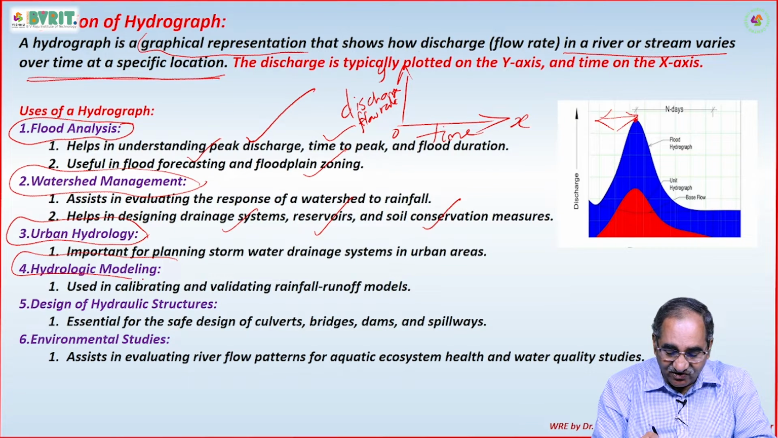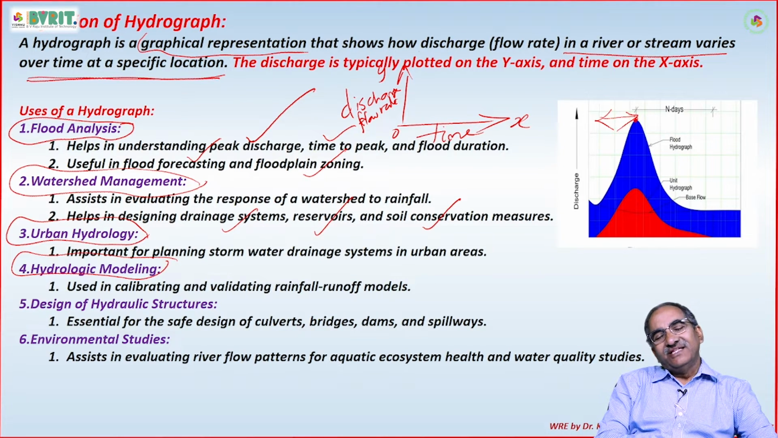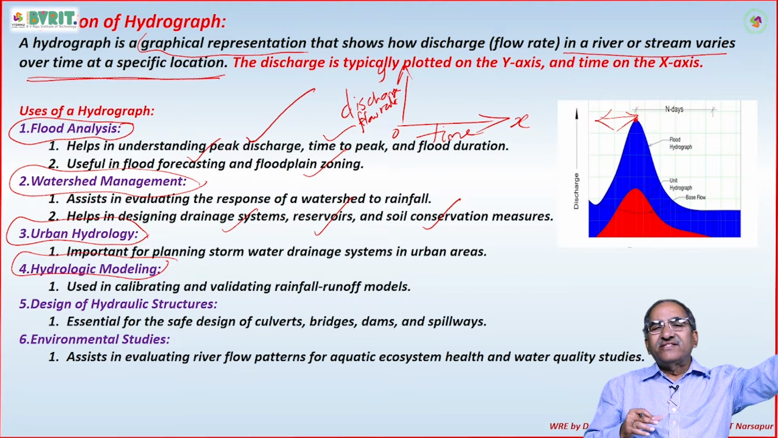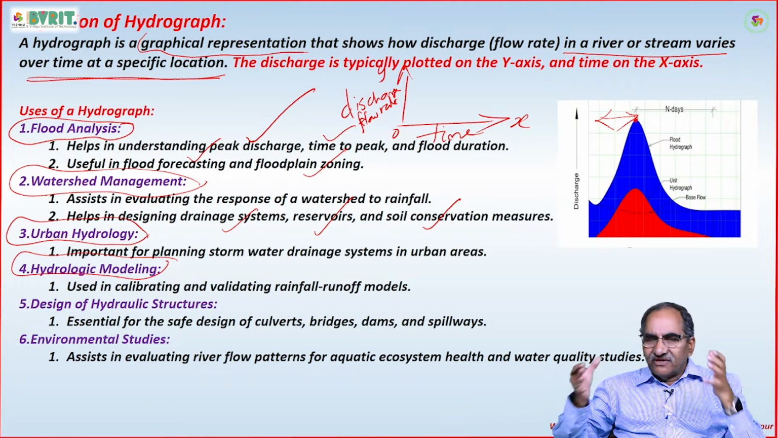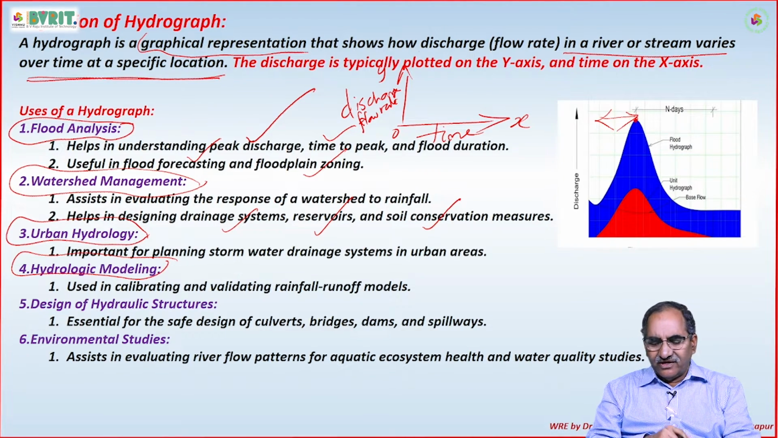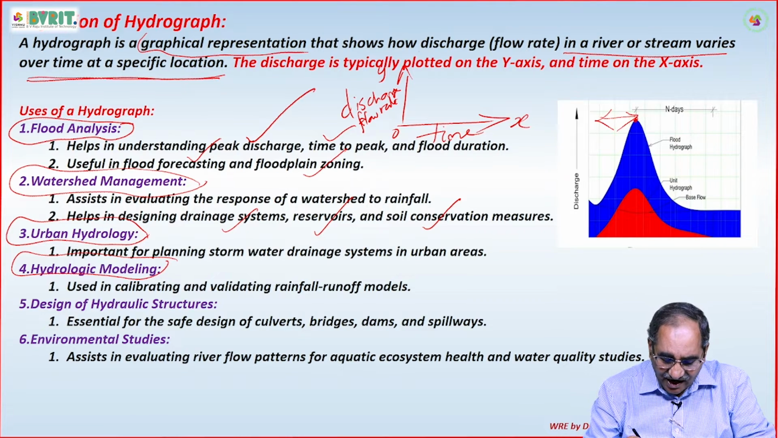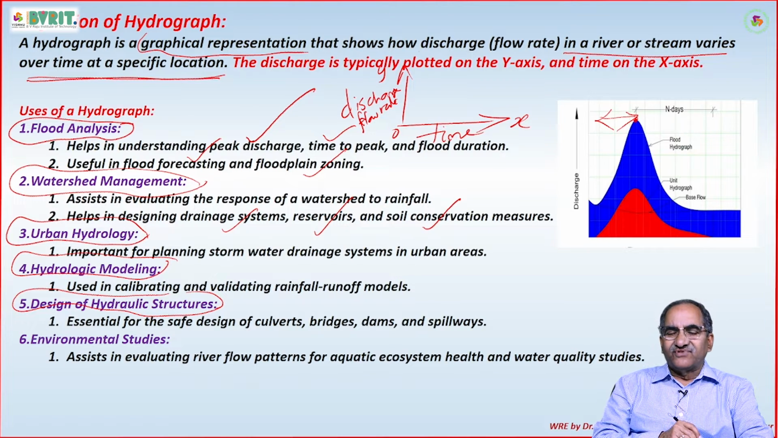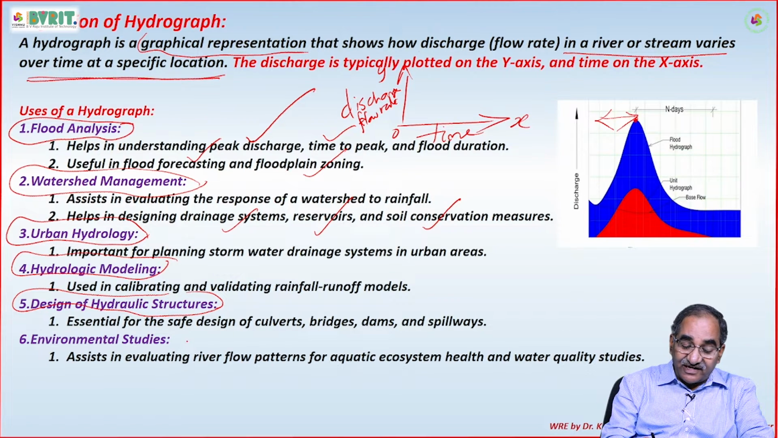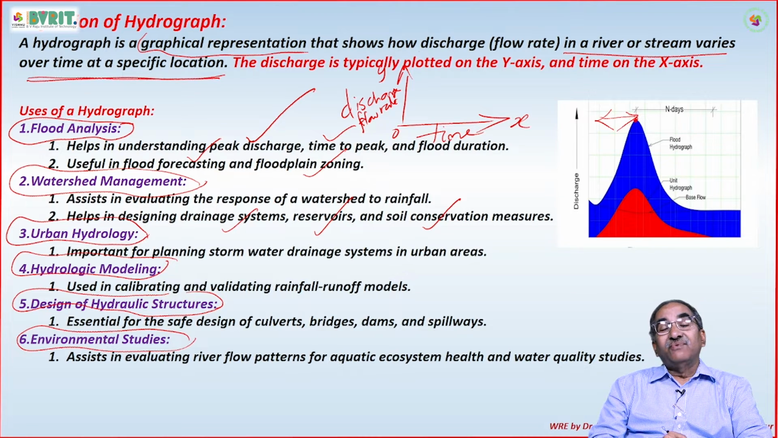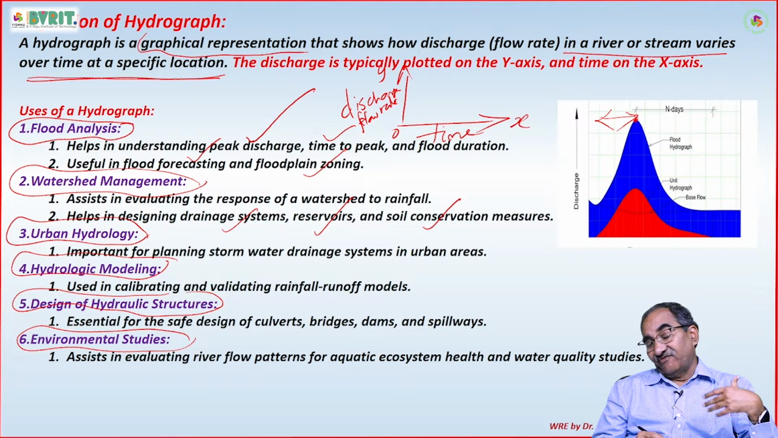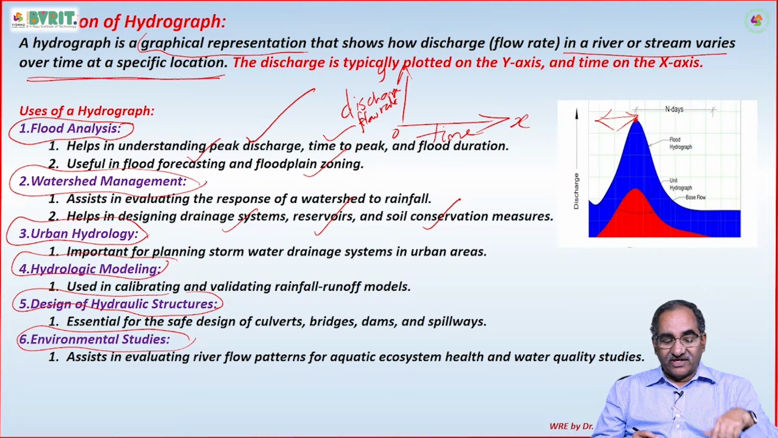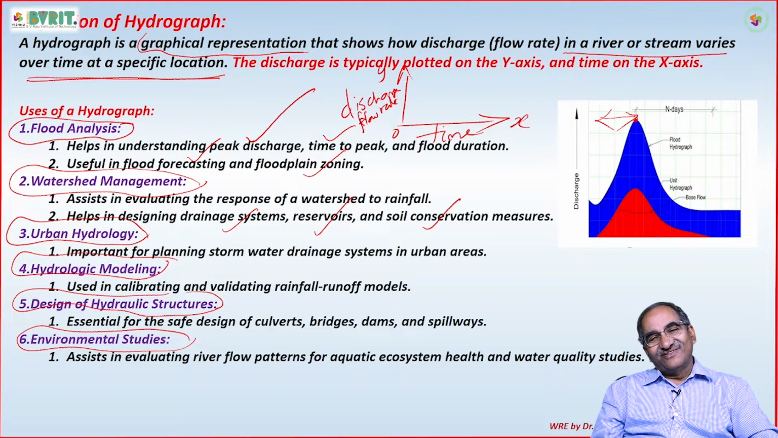The fourth one is hydrologic modeling. Hydrologic modeling means the rainfall runoff models. For this particular rainfall, this is the runoff. If you want to do that rainfall runoff modeling, you need the hydrographs. And for any hydraulic structure you want to construct, hydrographs are a must. And finally, the environmental studies, because to analyze the ecosystem for various river flow patterns, you need to study the hydrographs.